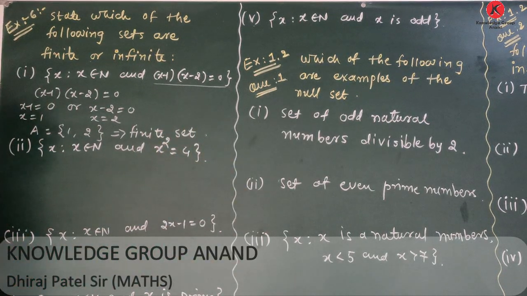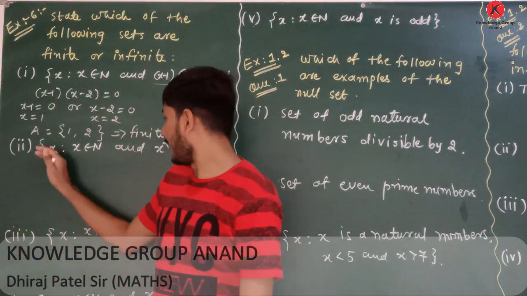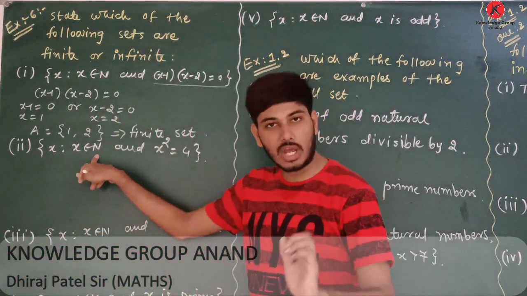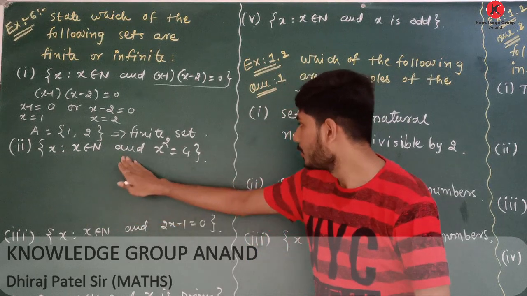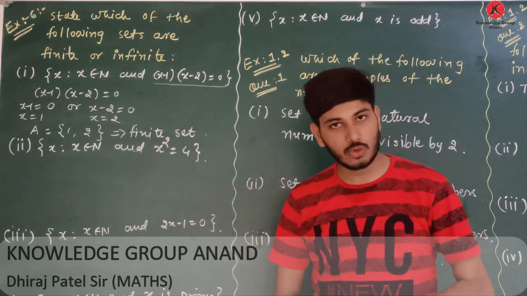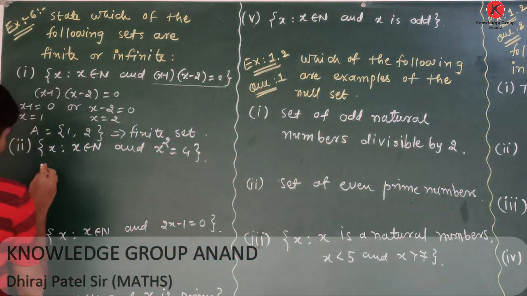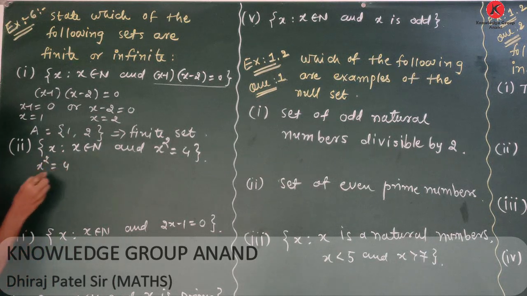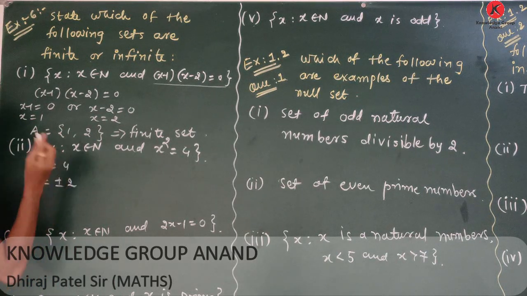Clear? Now, going for the second question. x such that x belongs to N, natural numbers, and x square is equal to 4. We know that x square is equal to 4. That means x is equal to plus or minus 2.